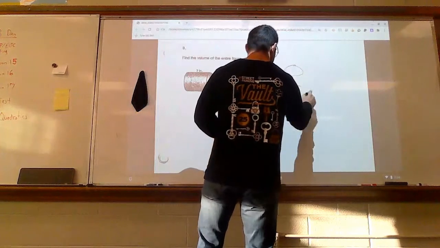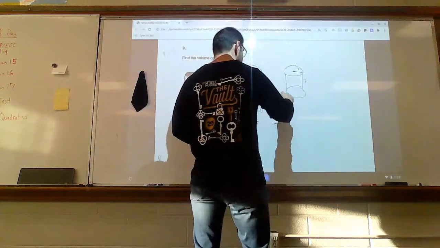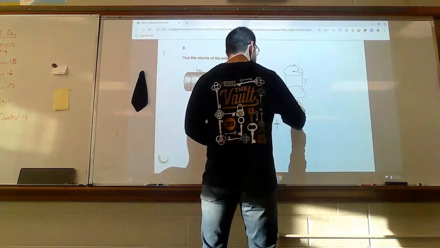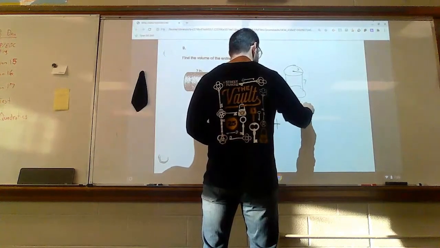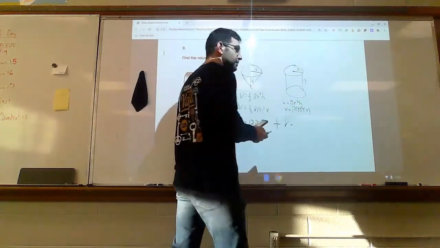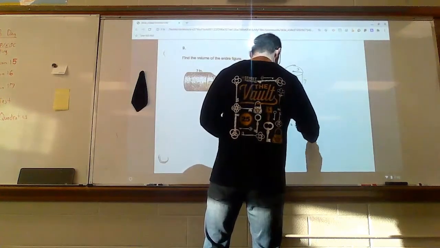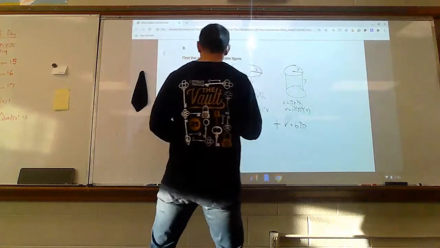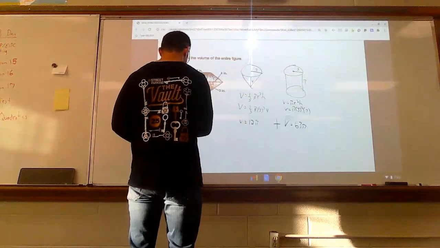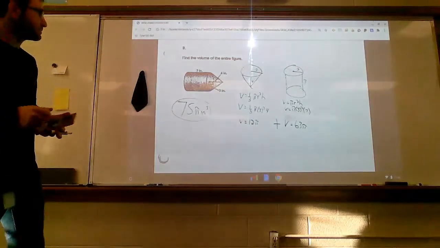The cylinder has a radius of 3 still, but a height of 7. Volume equals pi r squared h. Volume equals pi times 3 squared times 7. Volume equals 9 times 7, going to give me 63 pi. So now I've got, for both, the volume of the entire figure is 75 pi inches cubed. Why? Because I added my two shapes together. Okay.